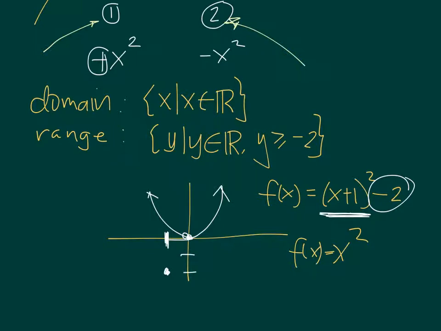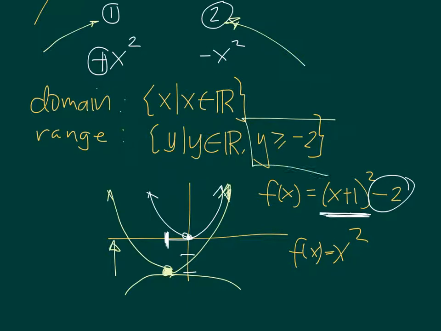So the parabola is now in this location. And again, talking about the range, there's always a value of y from this point up, but no values of y below that number. That is why it's always greater than or equal to that number, and in this case it's -2. Okay, let's try letter C.